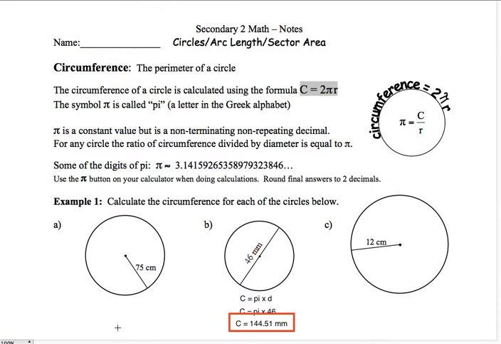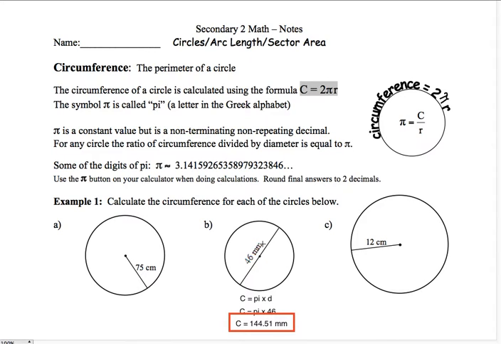Okay. So that's the formula we saw before. You take the diameter, you multiply it by pi, and that gives you your circumference. And we know that's why pi is the letter P in the Greek alphabet. It's pi for P for perimeter. The perimeter of the circle, which is what the circumference is, times the diameter.